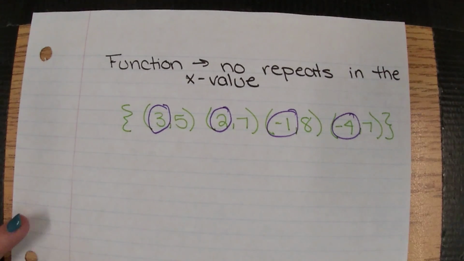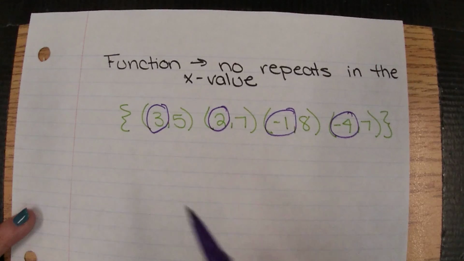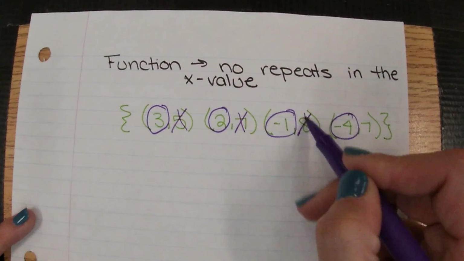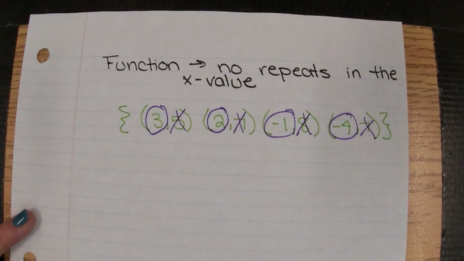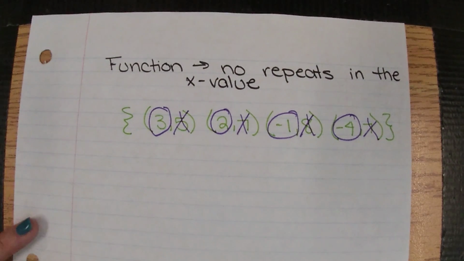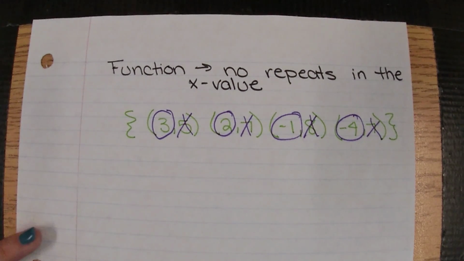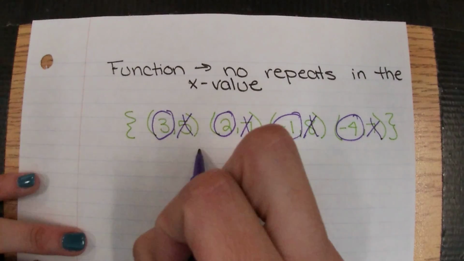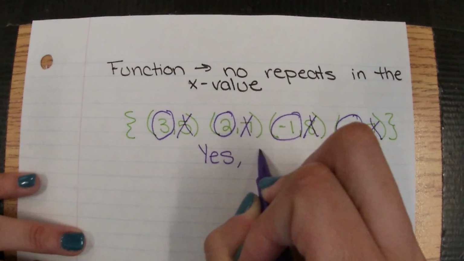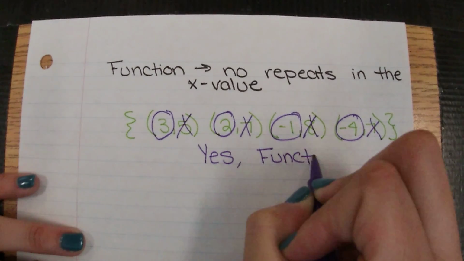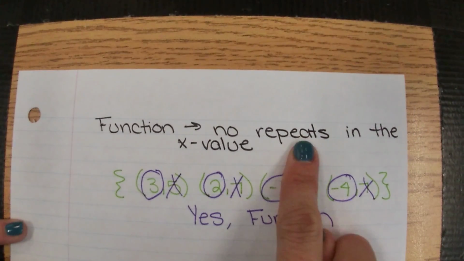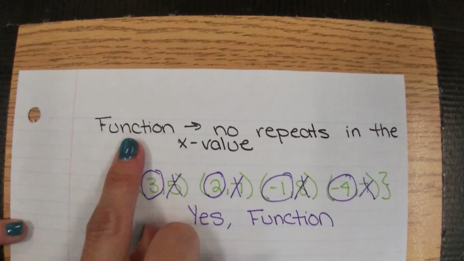So we're just looking at the x, no y. Okay, so we're just looking at the x. We'll see if any of those numbers repeat. Do any of the x values repeat? No. Now this question feels a little backwards. Since the x values don't repeat, yes, it is a function. Right? There are no repeats. No repeats means it is a function.